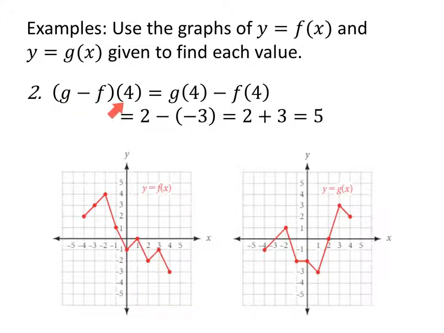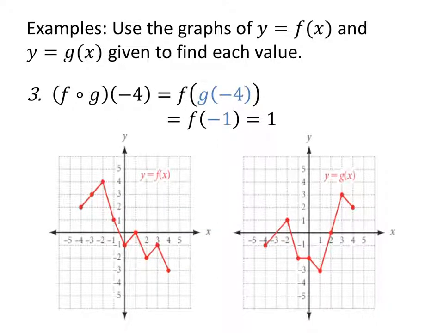g minus f at 4. On the graph for g, g of 4 is 2. Minus sign. f of 4. On the graph of f at 4, I have a -3. So 2 minus a -3, which is 2 plus 3, gives me a value of 5.